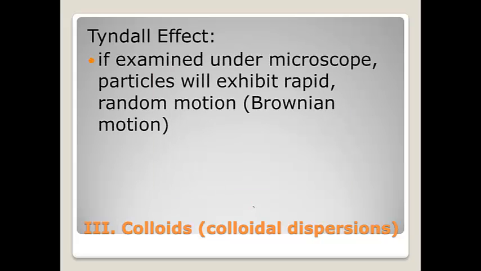Now if you were to look at a colloid under a microscope, the dispersing medium, the water, would be too small. You wouldn't be able to see those particles, but you'd be able to see the dispersed phase, the solute type things. And you may see that they look like they're just moving all around by themselves. This is known as Brownian motion.